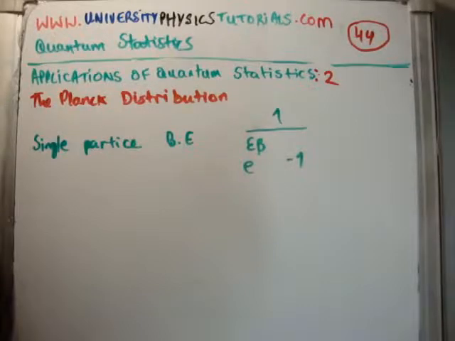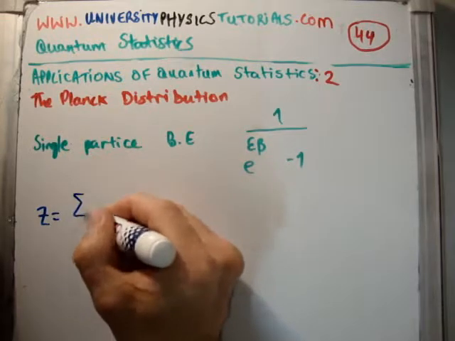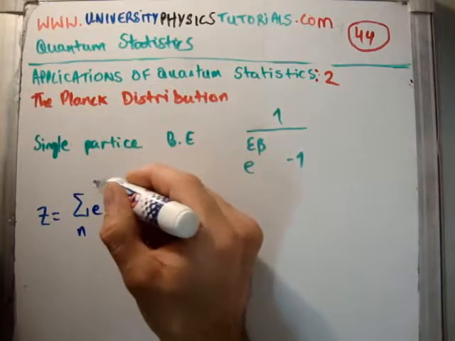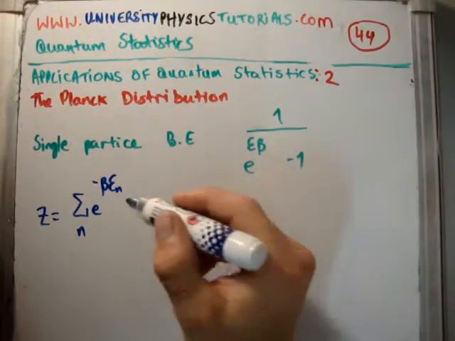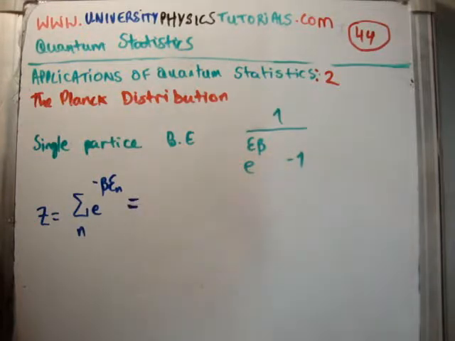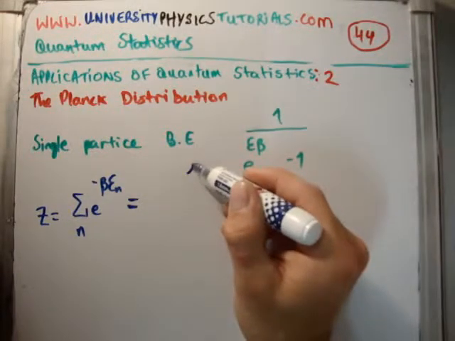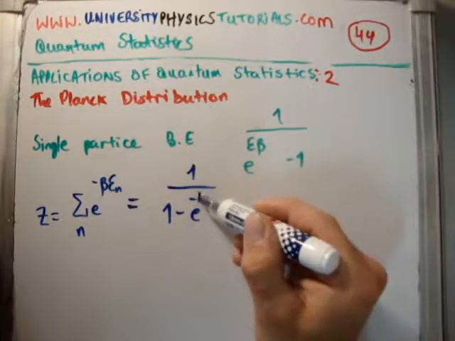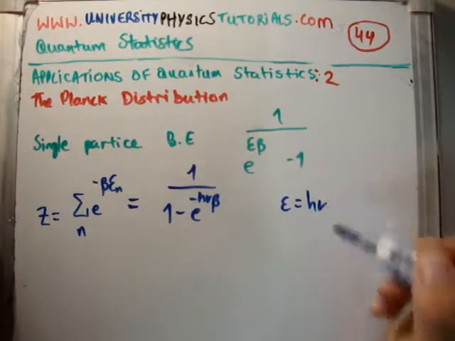So, like I did in video number 36, we're going to calculate the partition function, which is the sum of the Boltzmann factors, or the Gibbs factors. In this case, it's e to the minus beta epsilon sub n. I'm going to let you do that yourself, if you like, but you can look at video number 36. What we found in video number 36 is that the partition function for this particular system turns out to be 1 over 1 minus e to the minus h nu beta, where I've substituted epsilon equal to h nu.